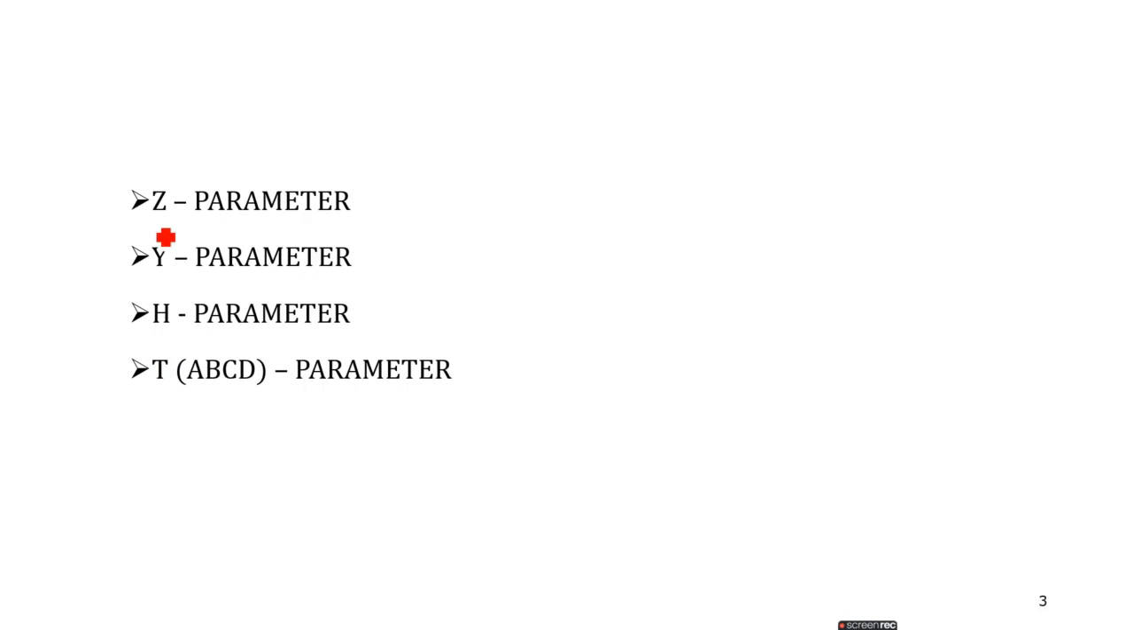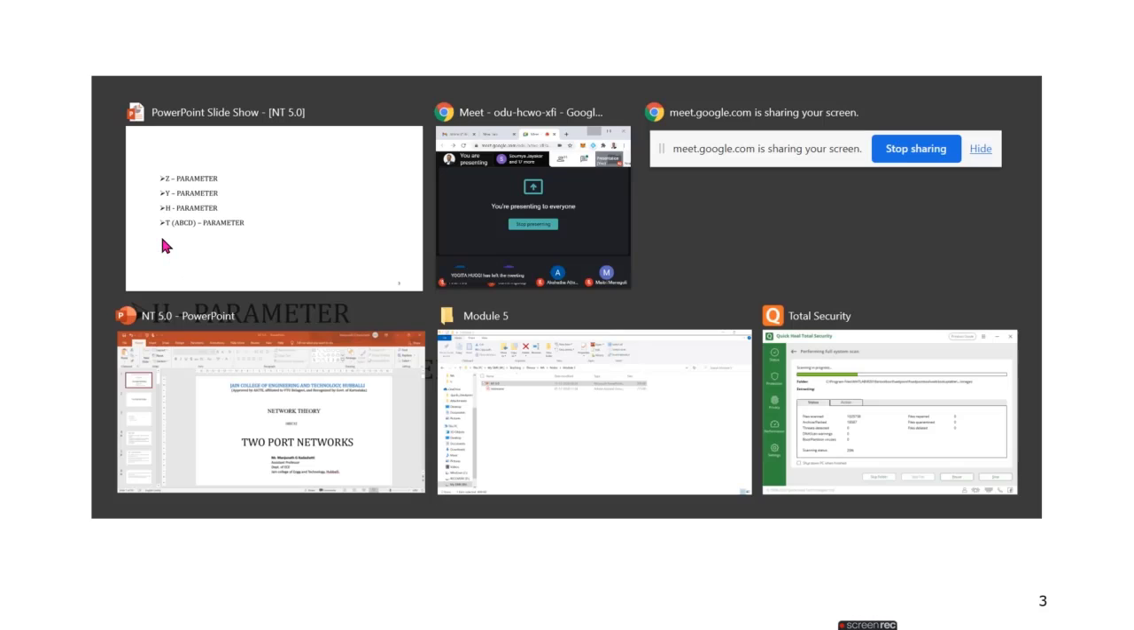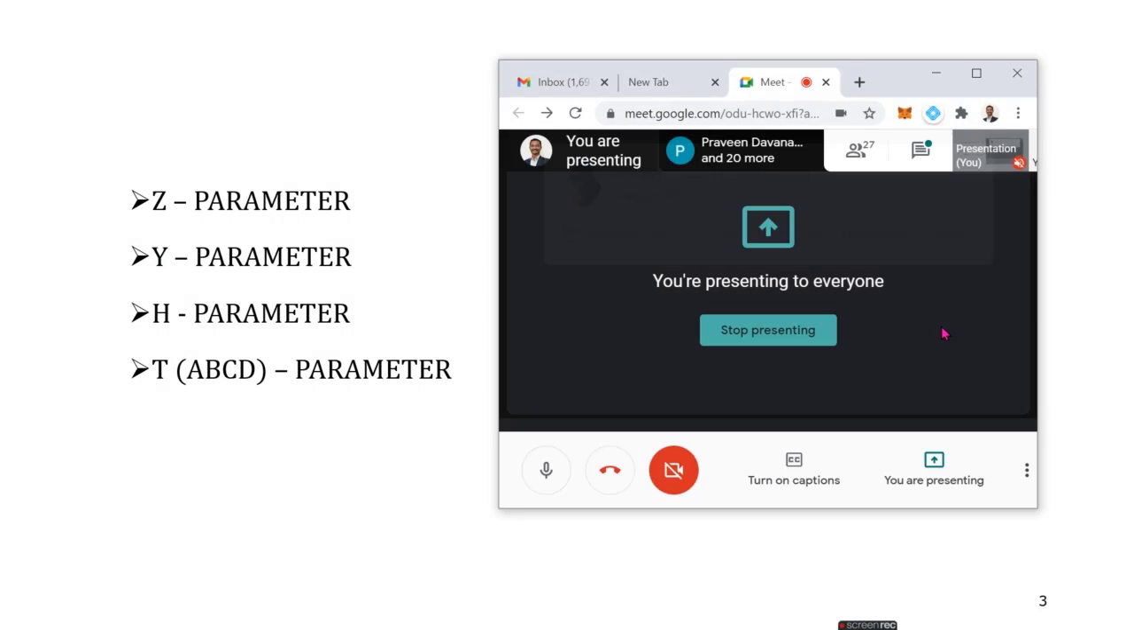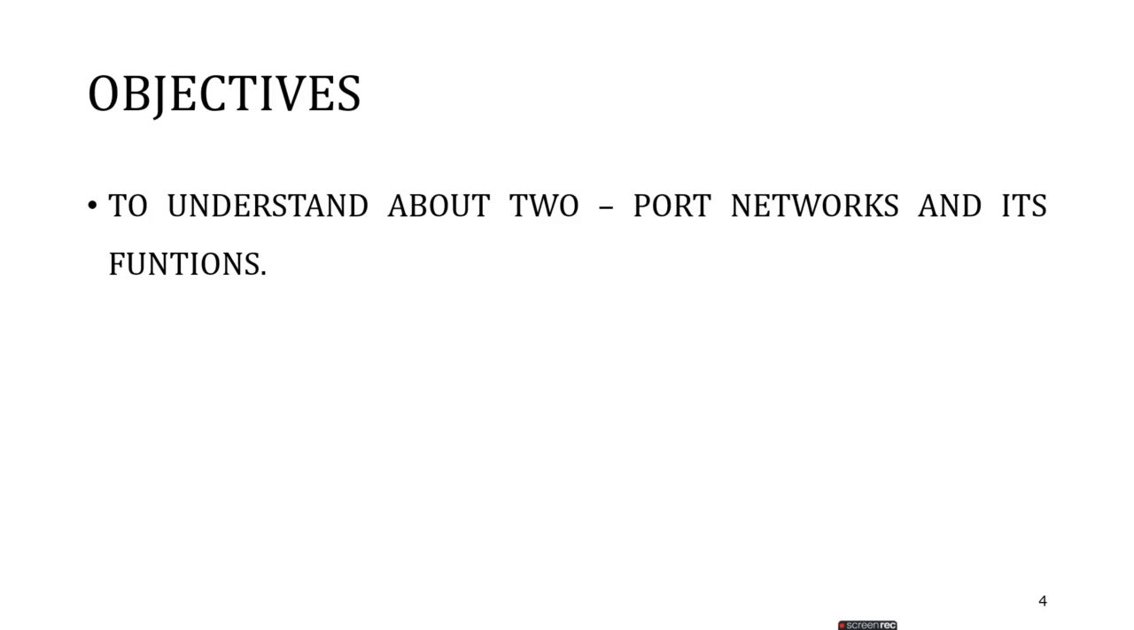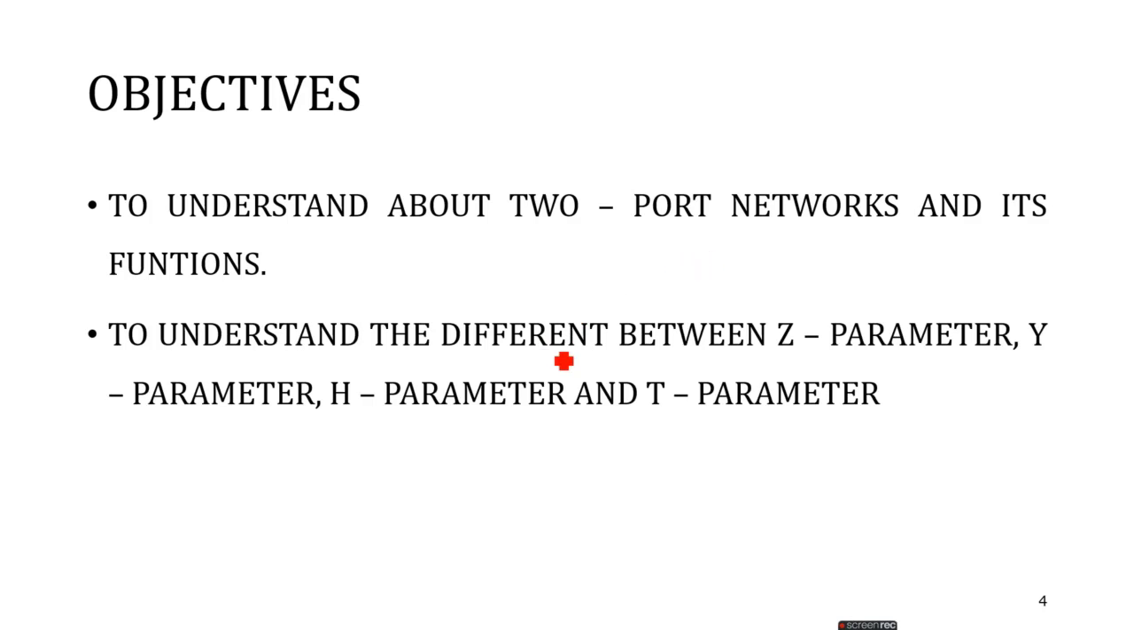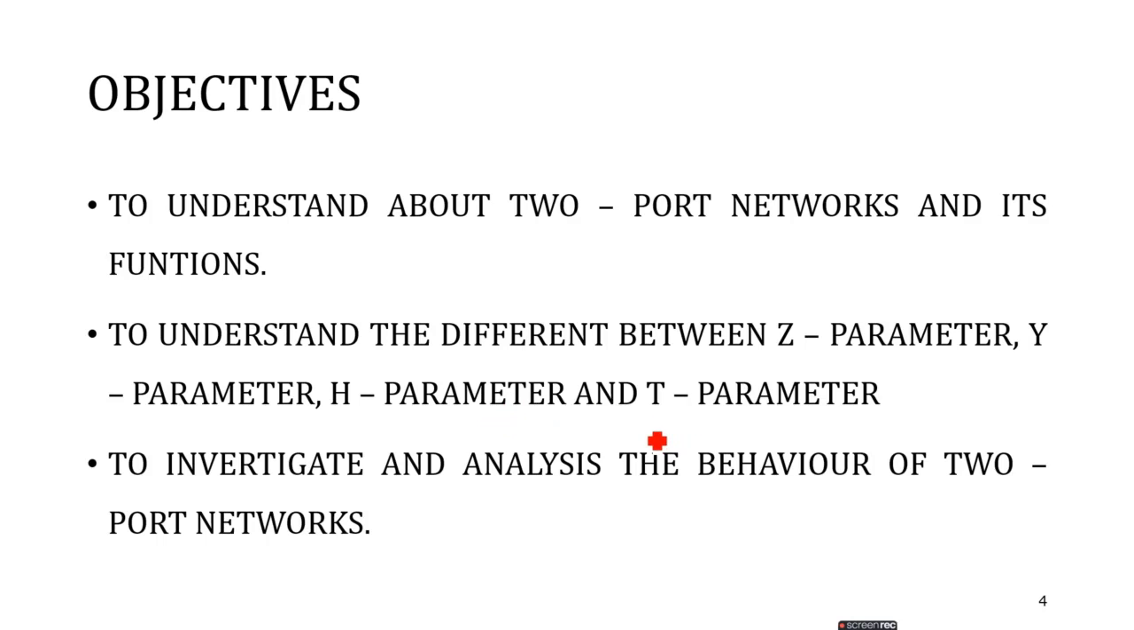Finally, at the end, we will see the relationship between all these parameters, that is Z parameters in terms of Y parameters, Z parameters in terms of H, T and so on. All possible combinations will be discussed at the end of the topic, right? So what are the objectives of this module? To understand two-port networks and their functions, to understand the differences between Z parameters, Y parameters, H parameters and T parameters, and third, to investigate and analyze the behavior of two-port networks. These 3 are the objectives of this module.